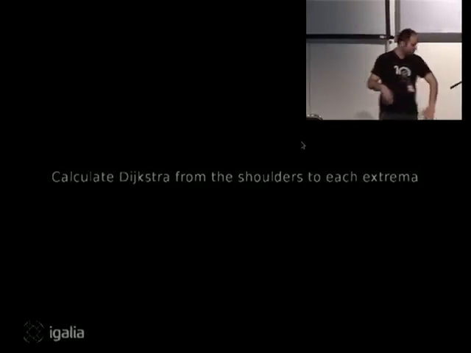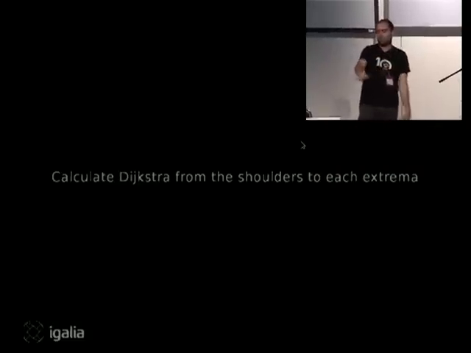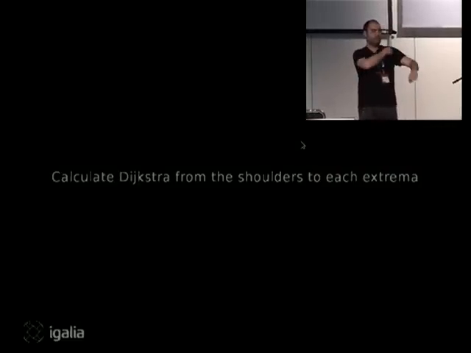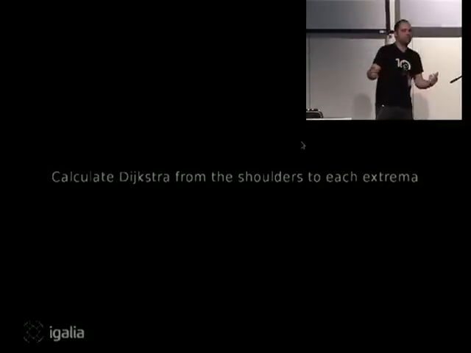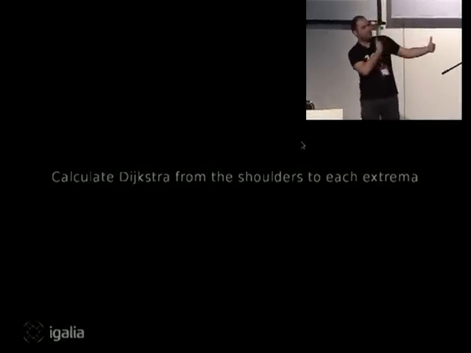In this first step, for example, I calculate from here to here, and I get a distance. And I also calculate from here to here and to here. This means that I do this for both shoulders and not just the shoulder that is horizontally aligned with the extrema, because if you are like this, it will say that this is my left hand when it's not. And by doing Dijkstra to the shoulders, you will get that fixed.